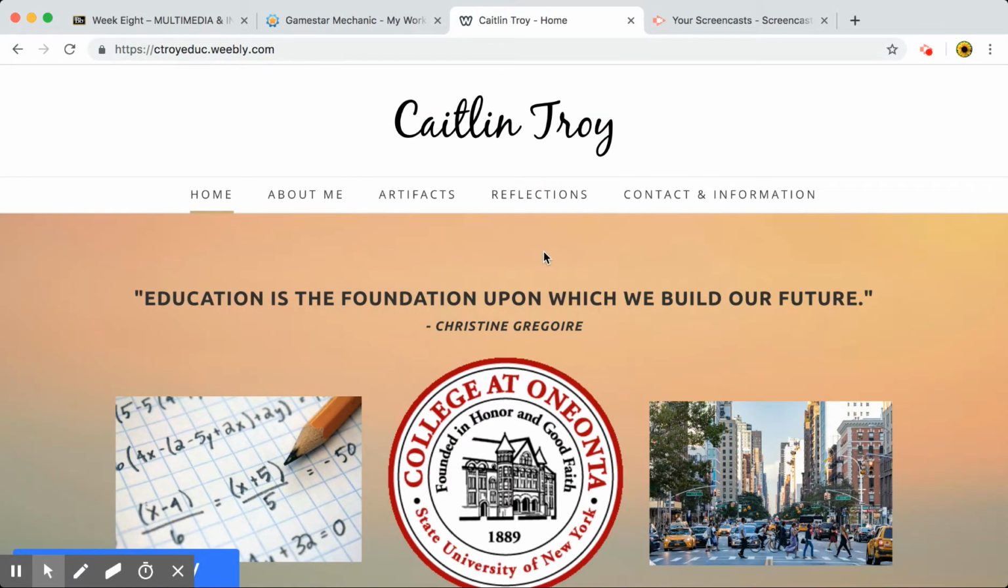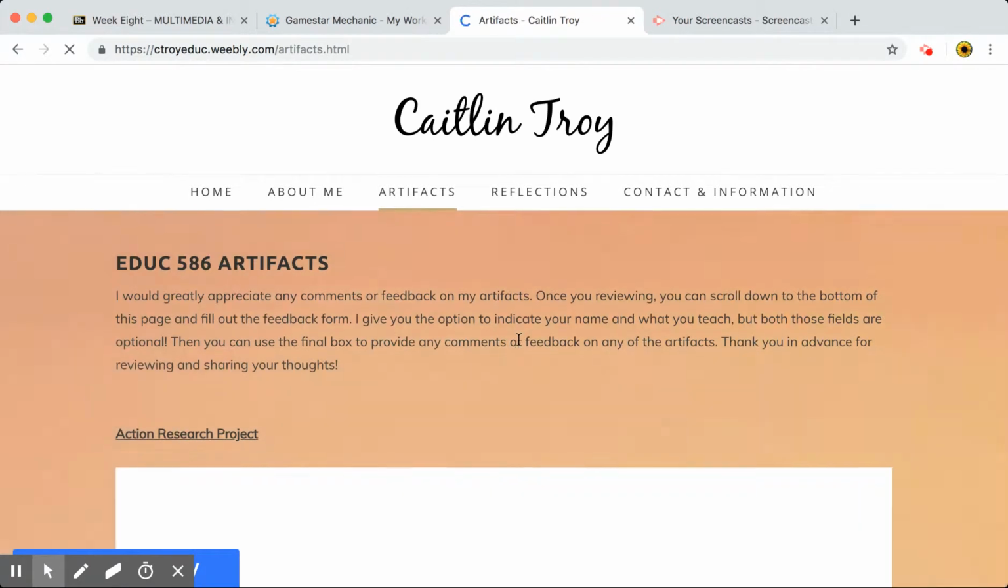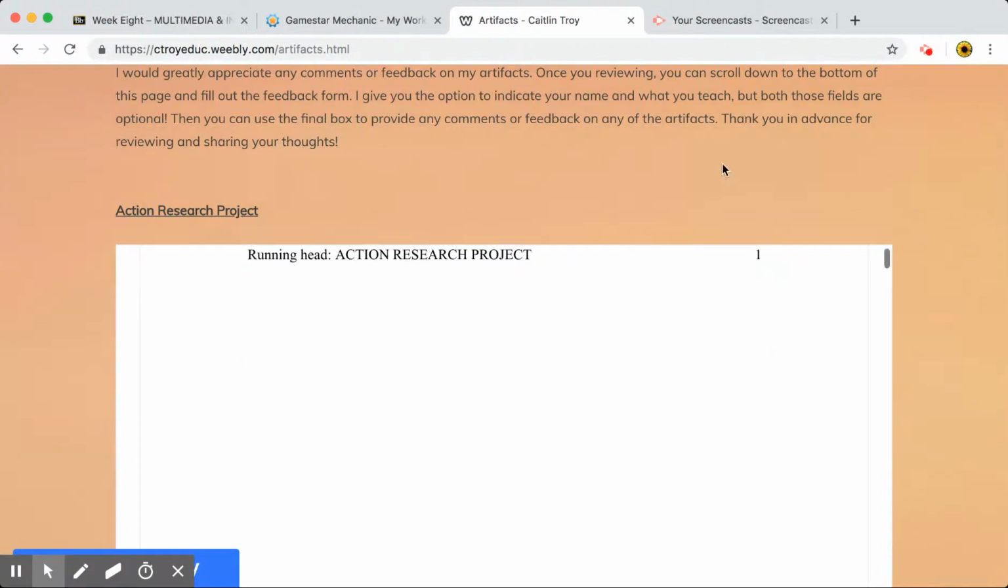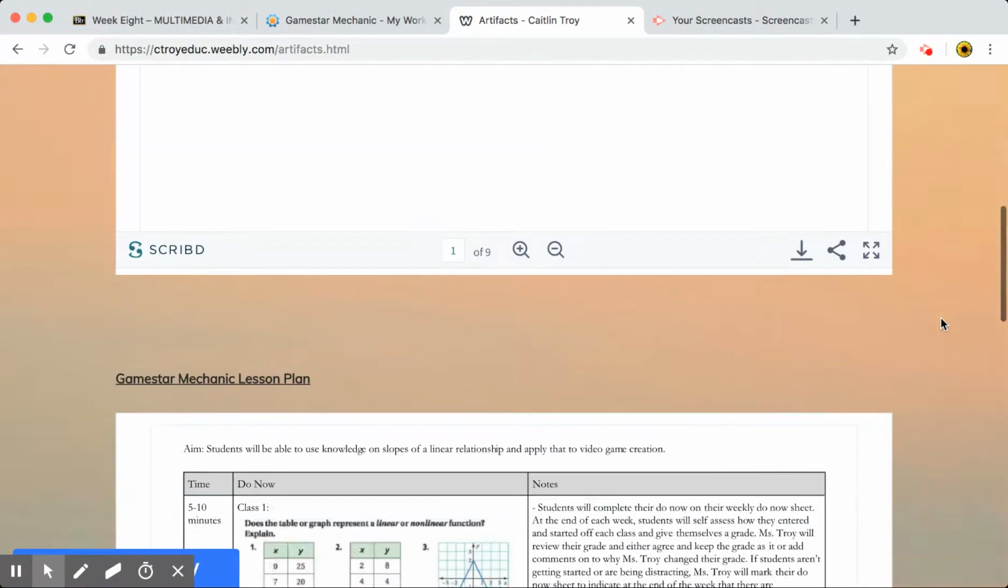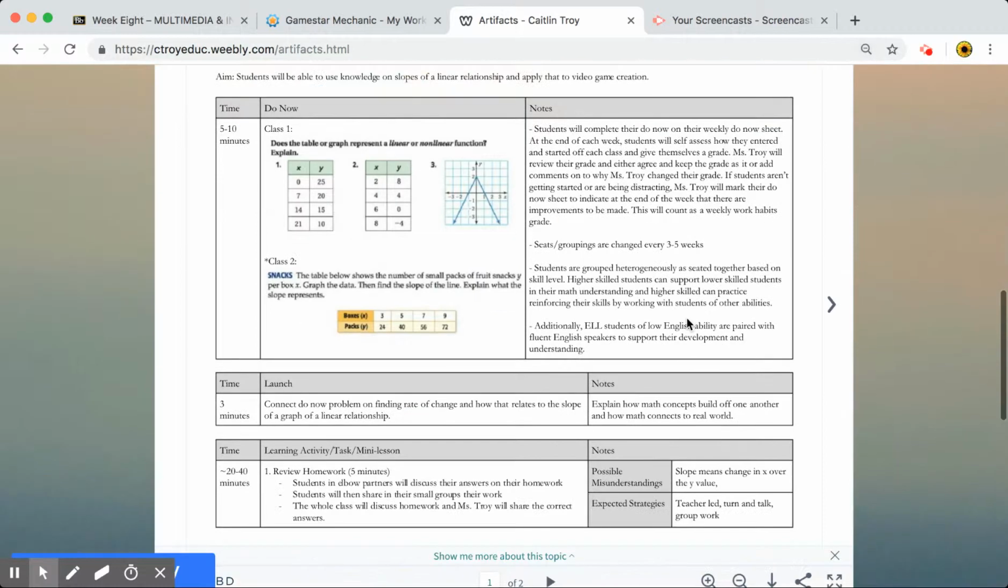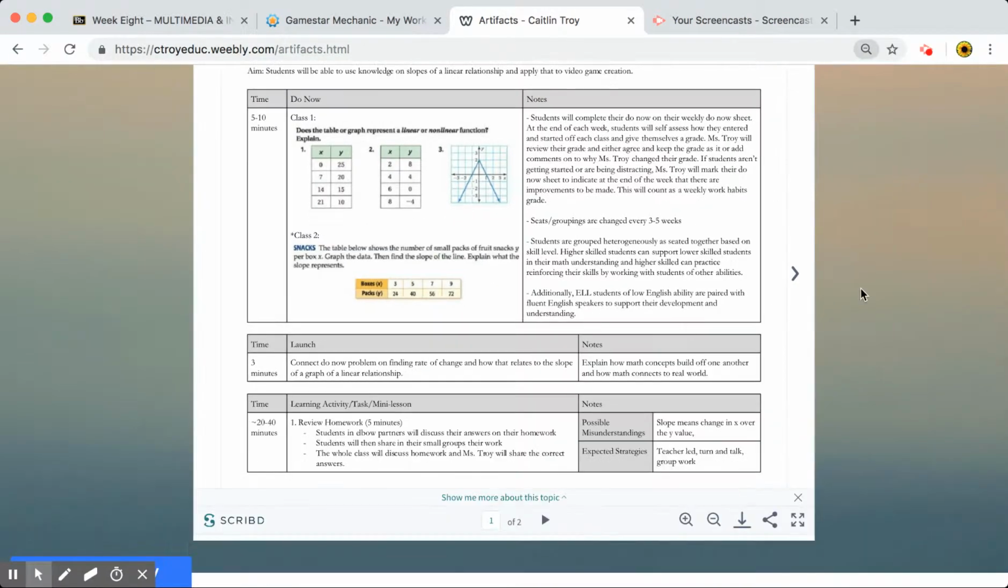If you were to go to my blog site and go under artifacts, scroll down. So here's just my artifact page. This is the action research project, and here is the lesson plan that I wrote for this lesson with Gamestar Mechanic. Maybe let me just zoom out here.